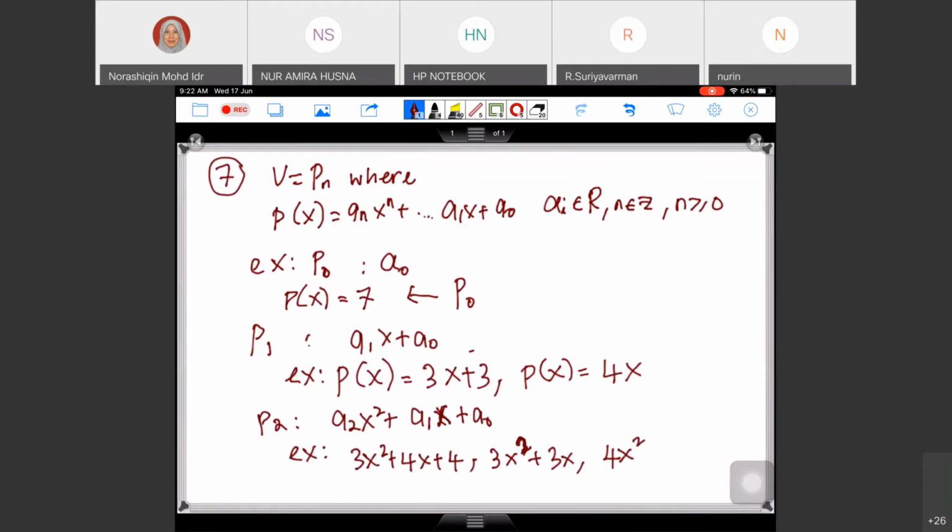Now the question is Pn in general. So at least a_n not equal to 0 in order to be in Pn. The rest can be 0. For P1, at least a_1 cannot be 0. Otherwise, it cannot be a polynomial of degree 1. P2, at least a_2 cannot be 0. The rest can be 0. Otherwise, it cannot be a polynomial of degree 2. Okay. Is that okay? Yes, doctor. Yeah. Okay.